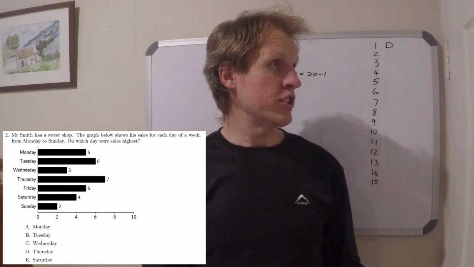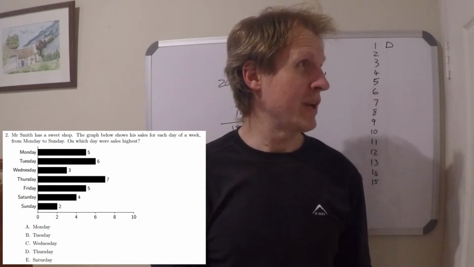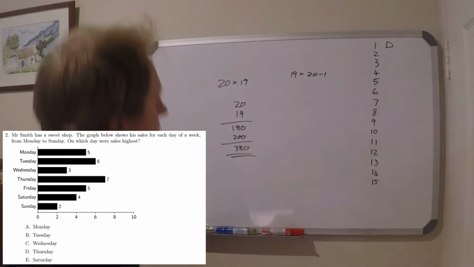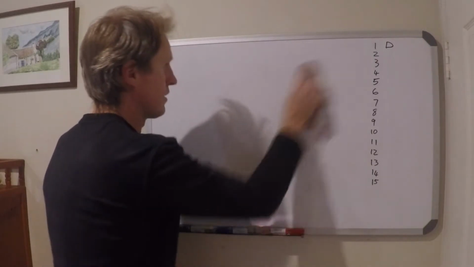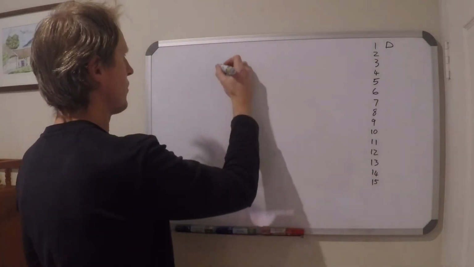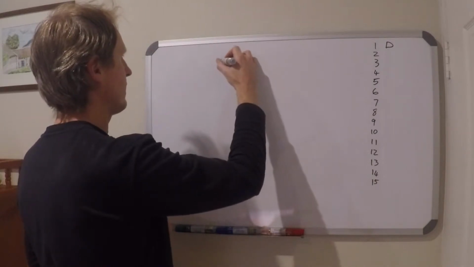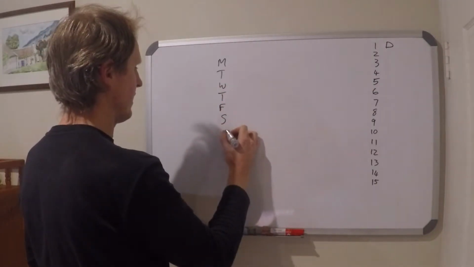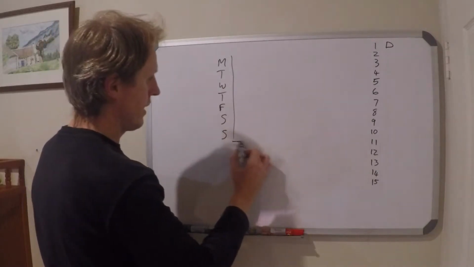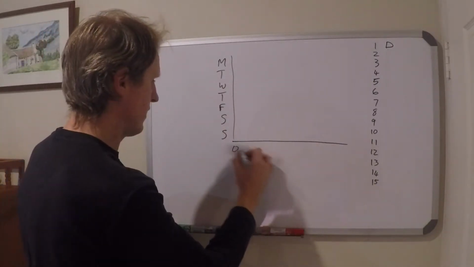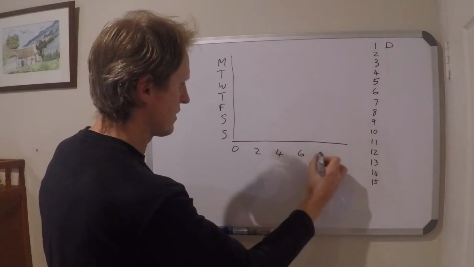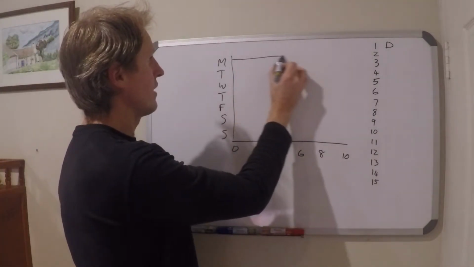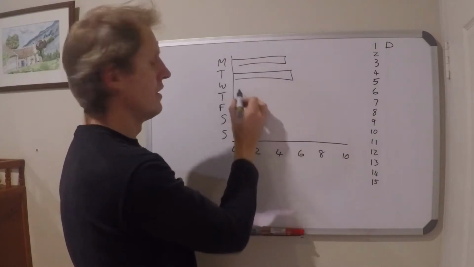Mr. Smith has a sweet shop. The graph below shows his sales for each day of a week, from Monday to Sunday. On which day were his sales the highest? Okay, so the days of the week go down the left column: Monday, Tuesday, Wednesday, Thursday, Friday, Saturday, Sunday. On the horizontal axis we've got 0, 2, 4, 6, 8, 10. And there are various bars going across. So Monday we've got a bar like that, Tuesday we've got a bar, etc.